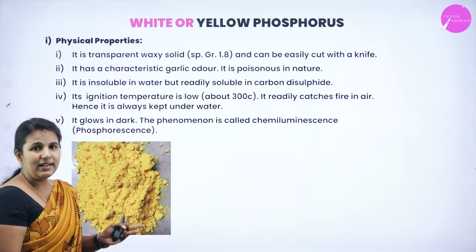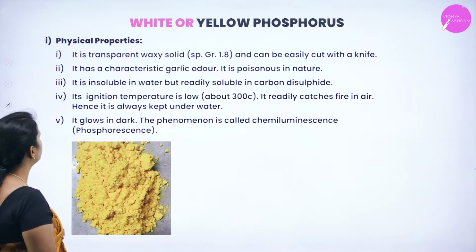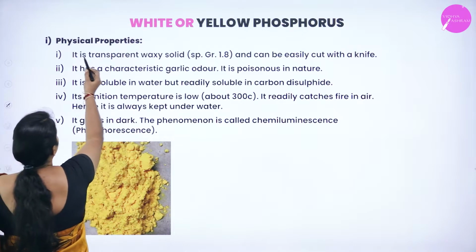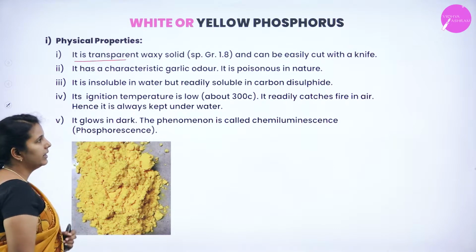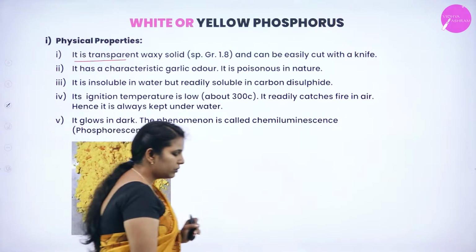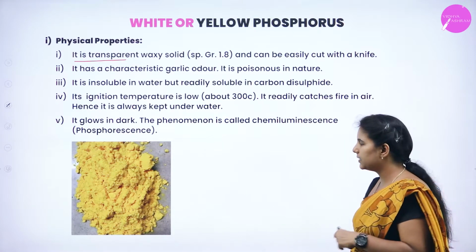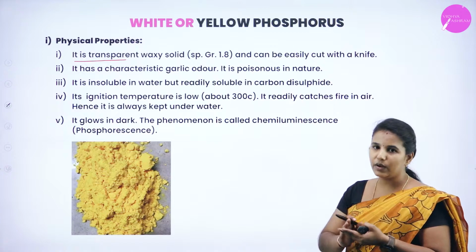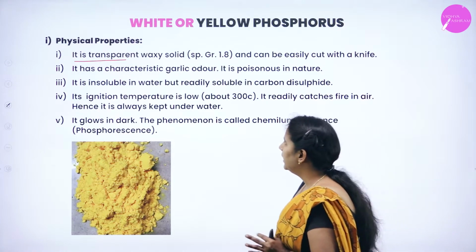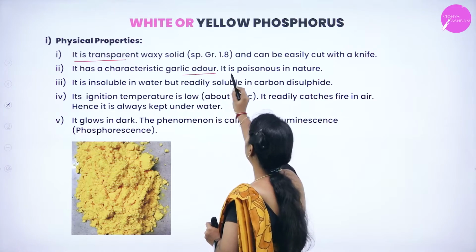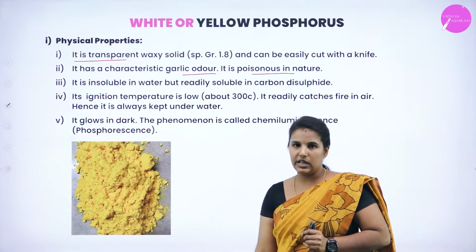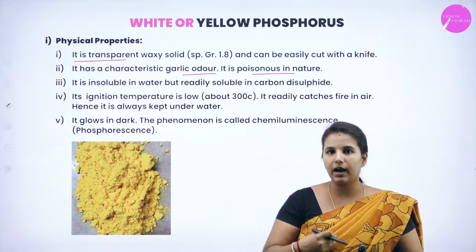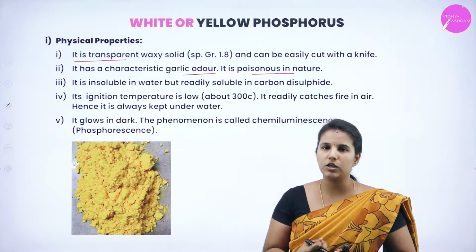Coming to the detailed study of white or yellow phosphorus, first I'll discuss the physical properties. We know that it is a transparent waxy solid and it can be easily cut with a knife. So you can see that this white or yellow phosphorus is usually transparent, a waxy solid, and you can easily cut it with a knife. And it has a characteristic garlic odor and it is poisonous in nature. Usually when you smell this white phosphorus, it gives a garlic smell, and it is poisonous too.